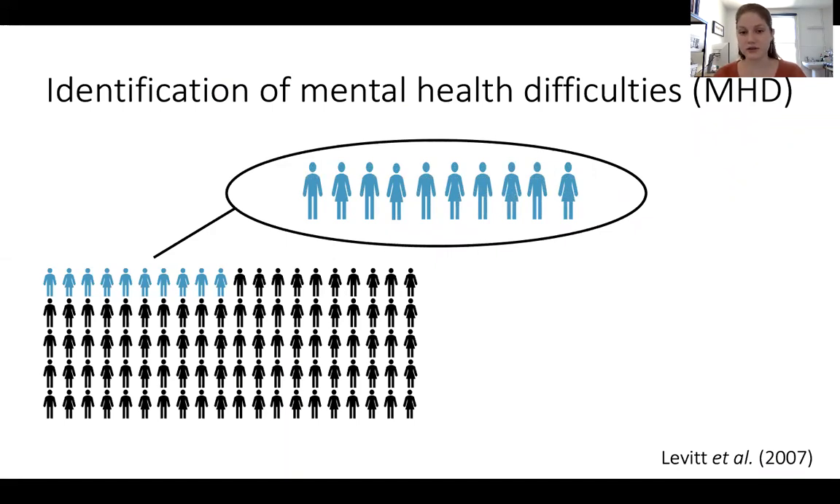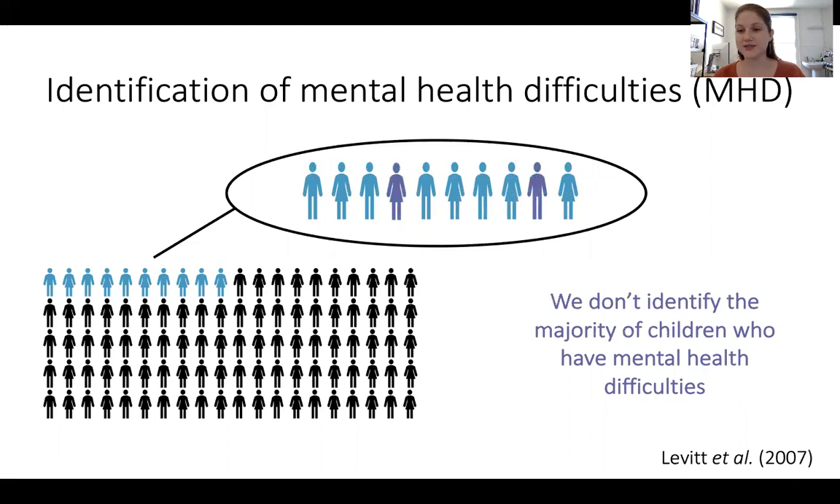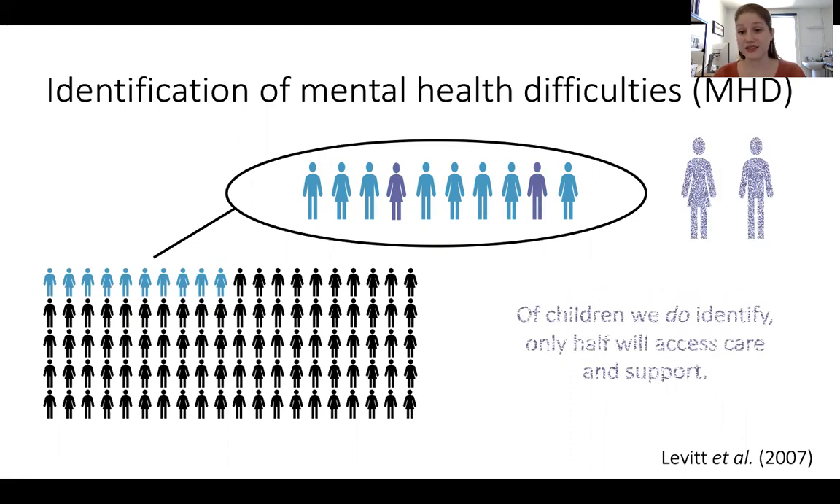Of these 10, we know that we're only identifying about 2 of these children as struggling with their mental health, meaning that we're overlooking the vast majority of children with clinically diagnosable mental health disorders. And if we look at those 2 children we are identifying, we know that actually only about half will go on to access specialist mental health services.